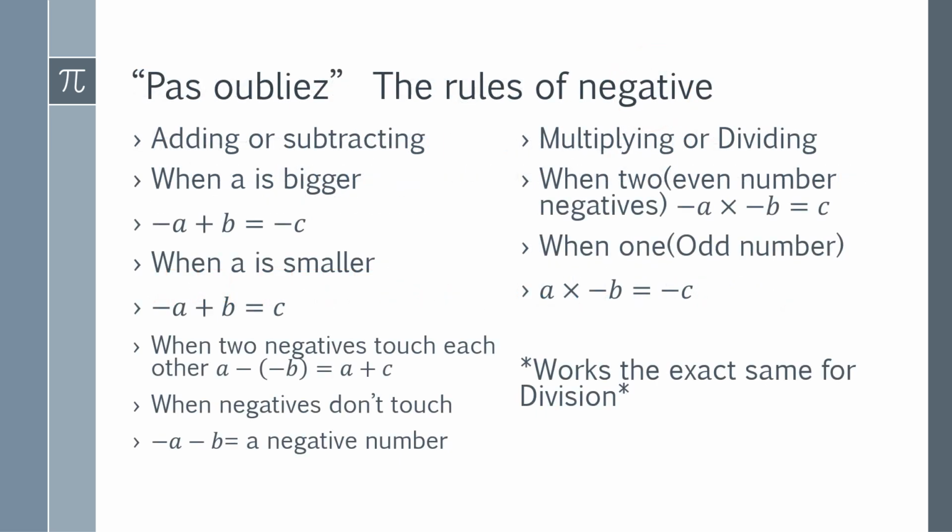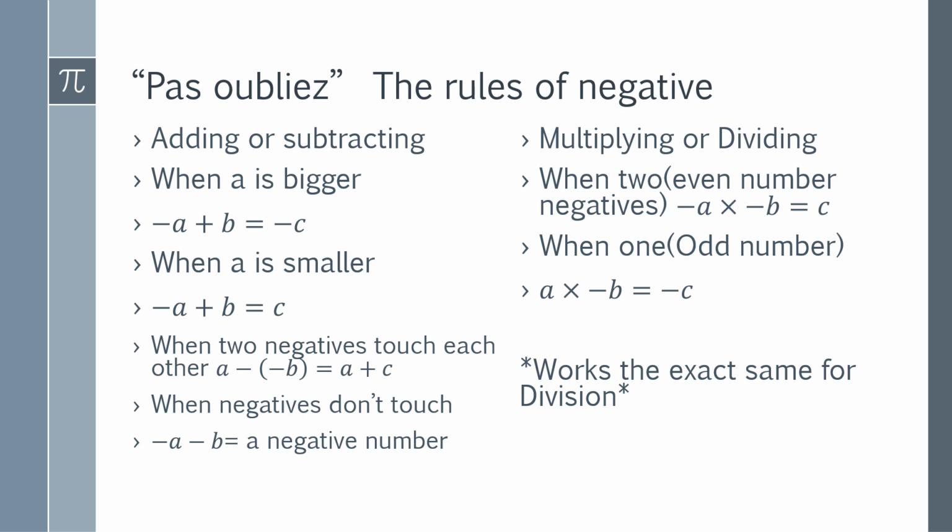Now, we're going to take this a little bit further and talk about the rules dealing with those negatives. Because remember, integers have positive numbers and negative numbers. Pas oublier means don't forget. Because oftentimes we do forget about the negative numbers also. Let me help you out and explain every part of it.